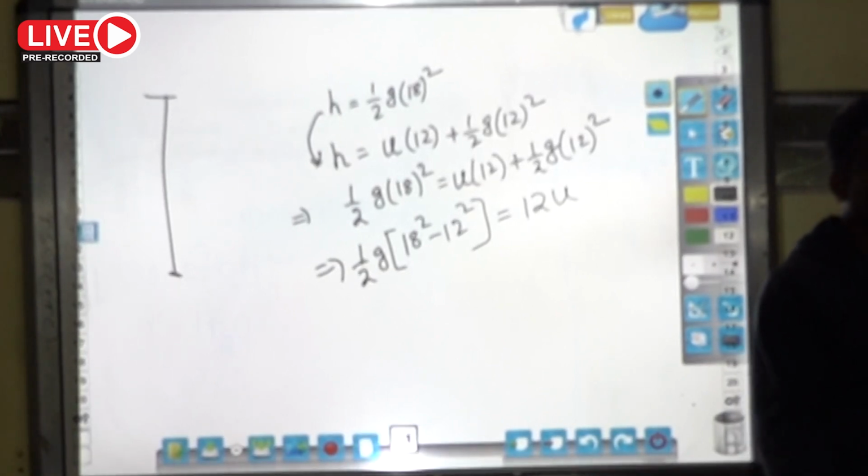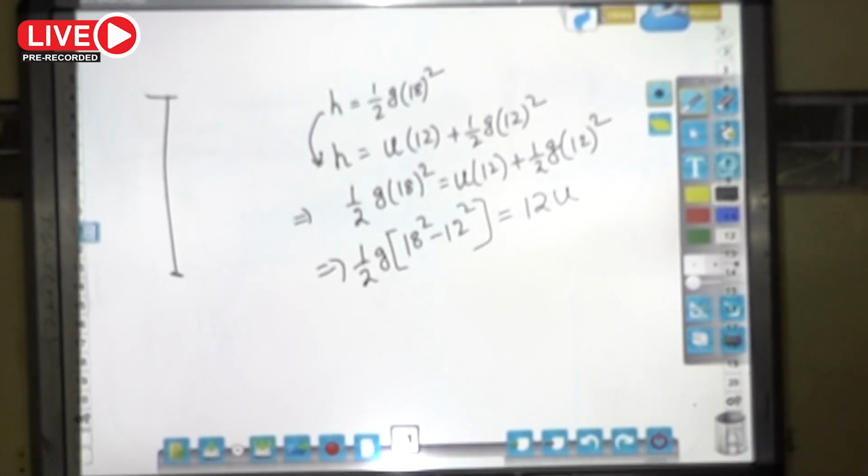What g did you use? You can put g equal to 10. Calculate the value of u from this equation.